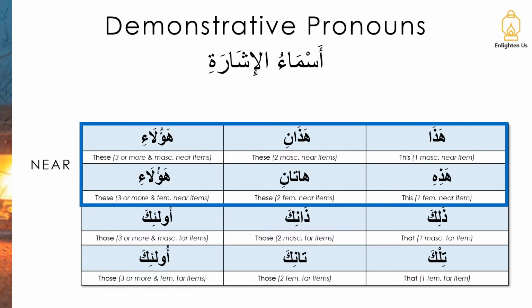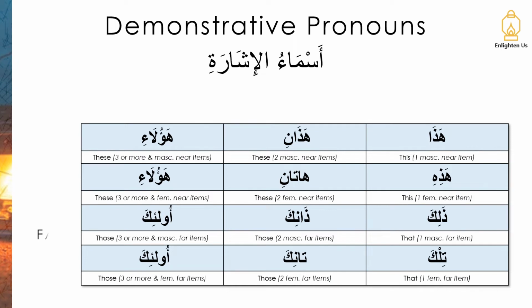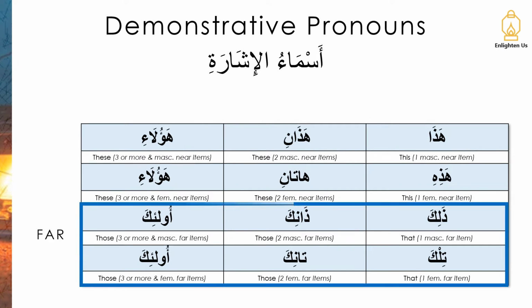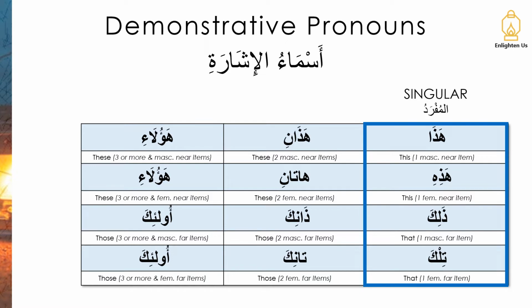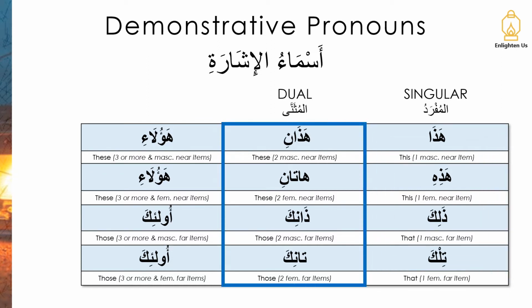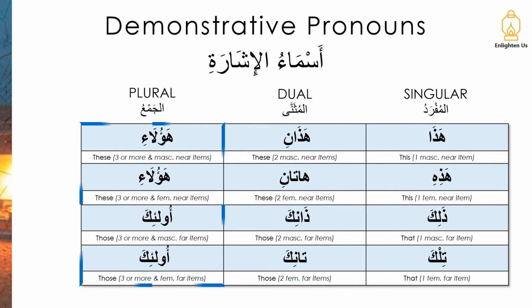What you'll notice is that the first set are used for items or people that are near. The second set, on the other hand, are used for items or people that are further away. What you'll also notice is that the first column is for singular items, but I say that with a caveat and I'll explain what I mean a little bit later. The second column is for the muthanna, the dual, and the last column is for the jam', the plural.